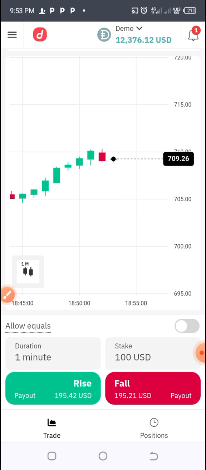The same applies when I click on Fall. So those of you who know how to interpret candlesticks, the opening and the closing, the highs and lows, this is going to be simpler for you, right? And if you are new to this and you don't know the anatomy of the candlestick formation, please let me know.